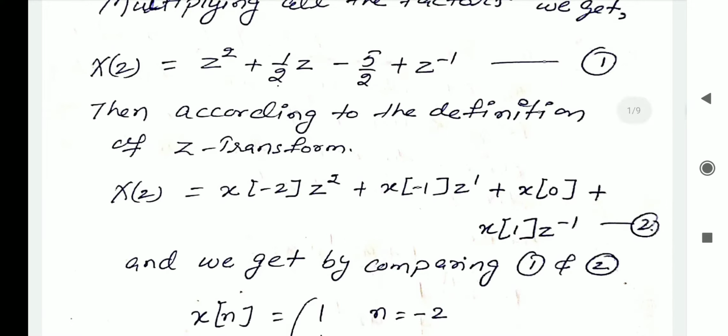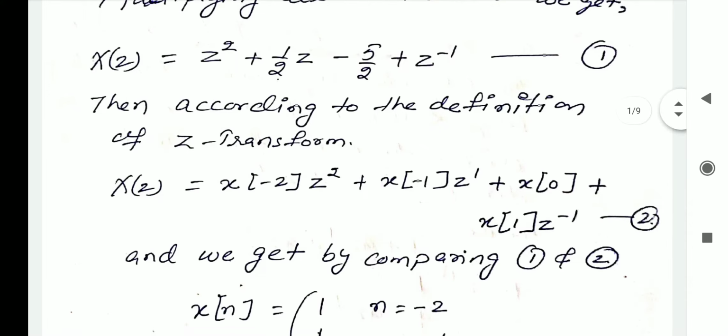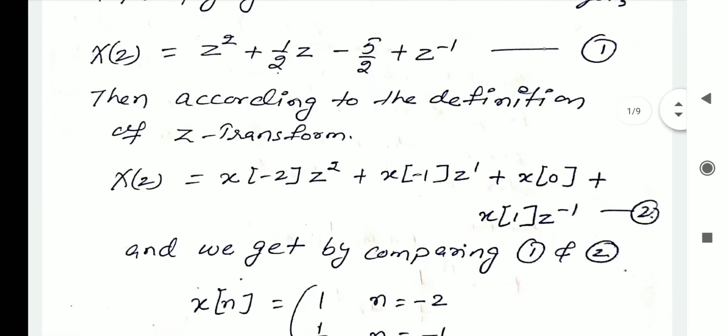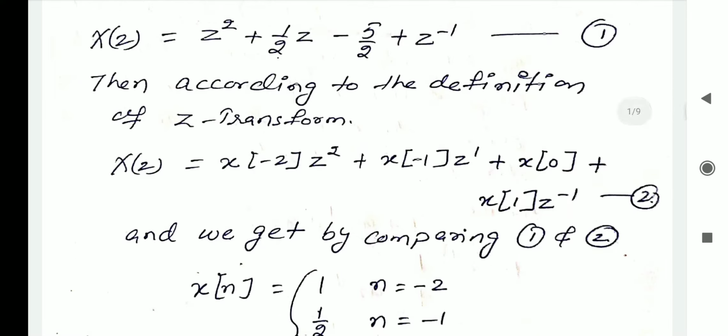Then according to the definition of the z transform, we know that z square has the coefficient 1, z has the coefficient 1 by 2, z to the power 0 has the coefficient minus 5 by 2, and z to the power minus 1 has the coefficient 1. Hence we'll write it in this form. The coefficient of z square is the value of x of n for n equals minus 2, and the coefficient of z to the power 1 is the value of x of n at n equals minus 1. So we are writing it in this form.